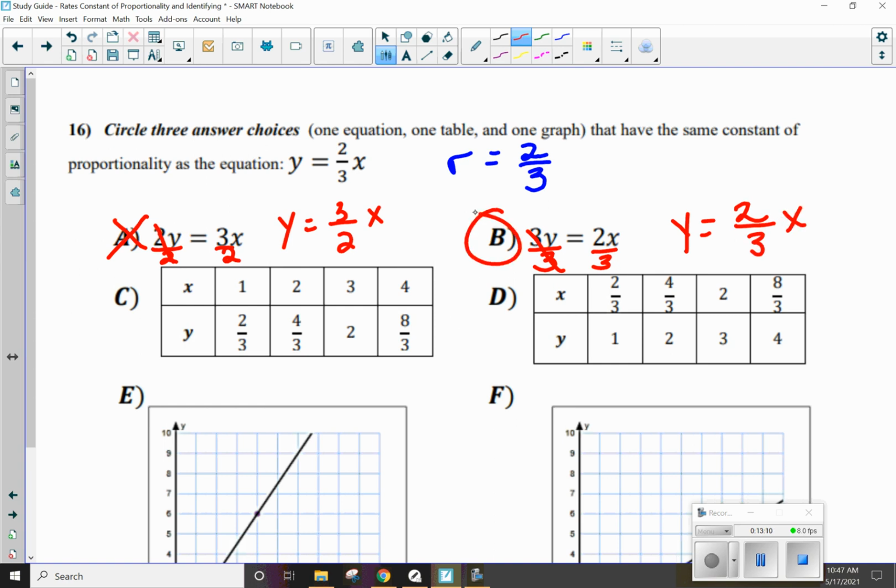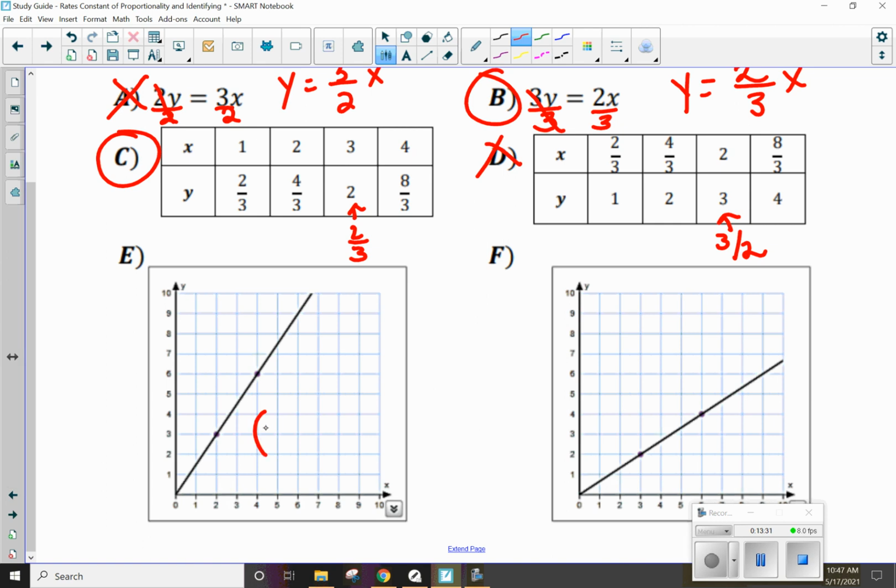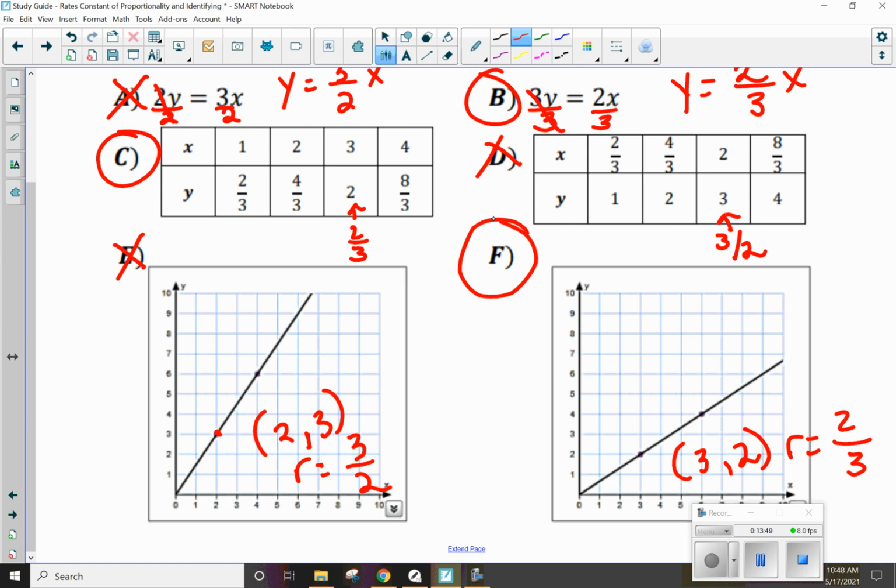So B is correct. Let's look at our two tables. I can see that in this column right here, if I divide y by x, that's going to give me 2/3. And in this column right here, if I divide y by x, that's going to give me 3 over 2. So the correct one would be C. And then looking at our graphs, the first point right here is 2, 3, which means that dividing y by x is going to give me 3 over 2. So E is incorrect. My coordinate here is 3, 2, which means my constant would be 2/3. So B, C, and F are the correct answers for this one.